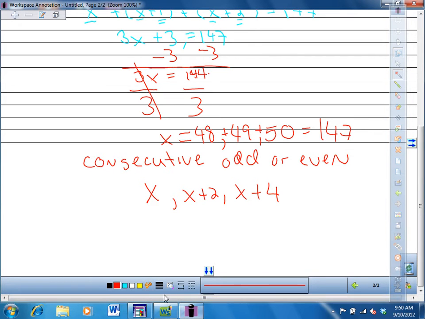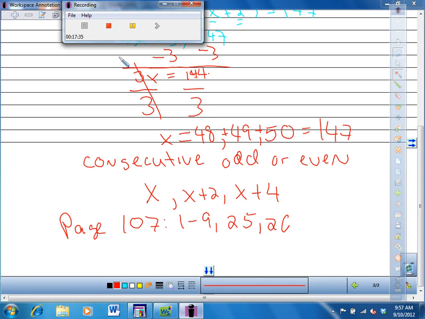Your homework, which you will do right now, is page 107, 1 through 9, and 25 and 26. And that's it. You can start while we're passing back stuff to you. Okay?